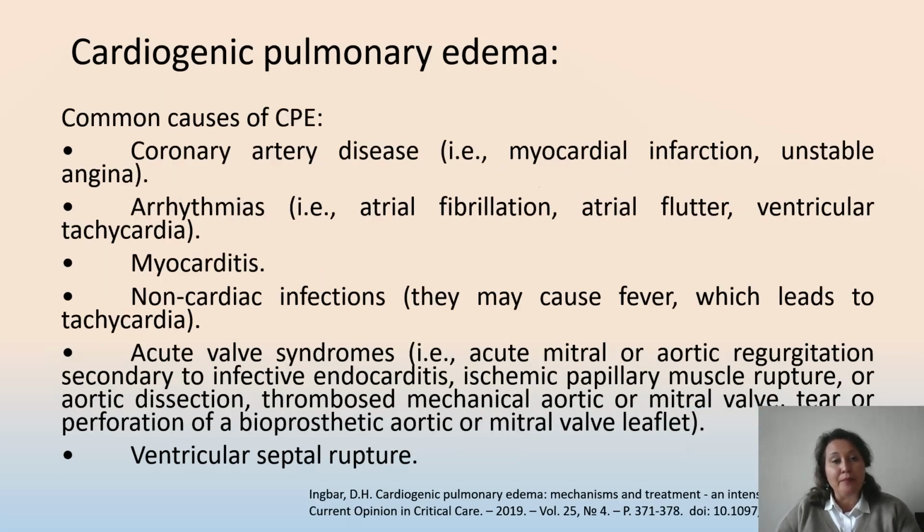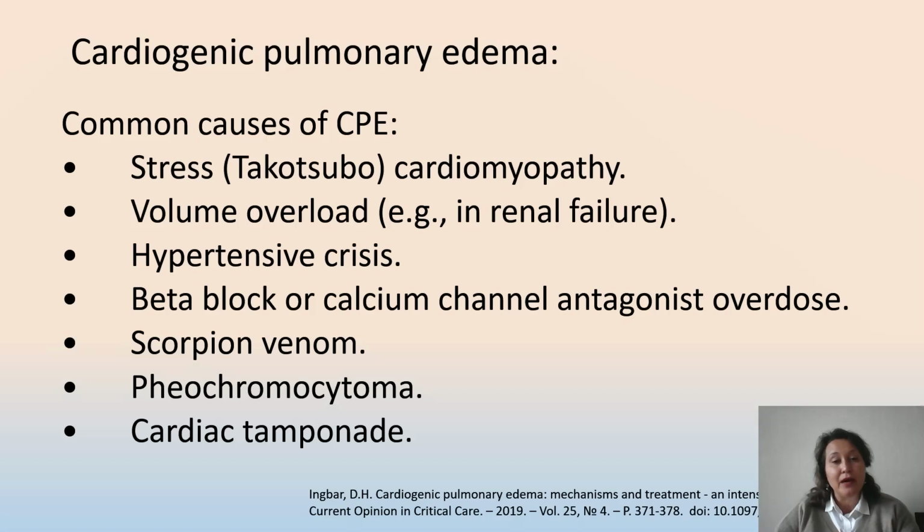And in summary, we can say that the most common causes of cardiogenic pulmonary edema are coronary artery disease, arrhythmias, myocarditis, and non-cardiac infections. Acute valve syndrome includes acute mitral or aortic regurgitation due to infective endocarditis, ischemic papillary muscle rupture, aortic dissection, and other diseases. Ventricular septal rupture is one more cause of cardiogenic pulmonary edema.